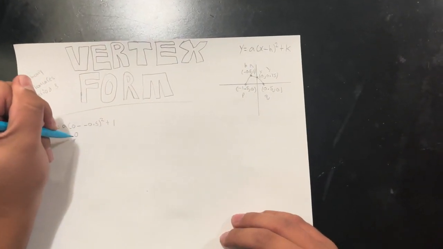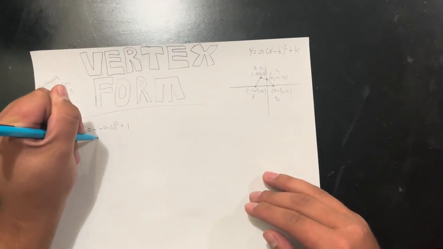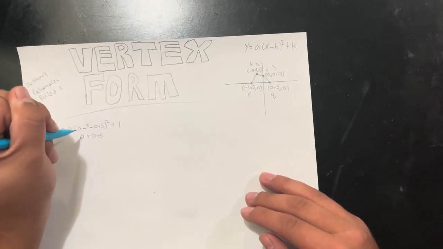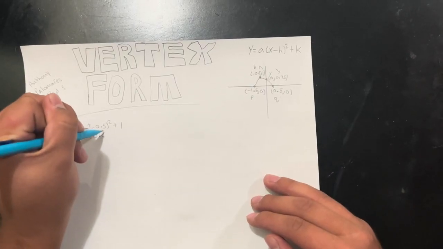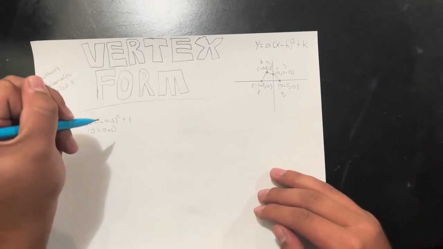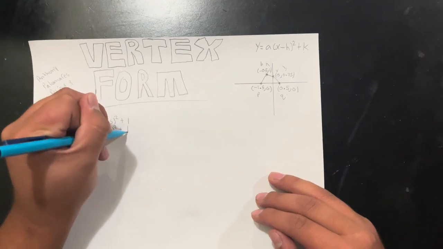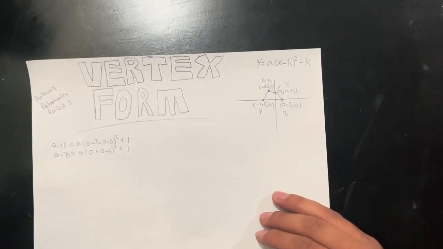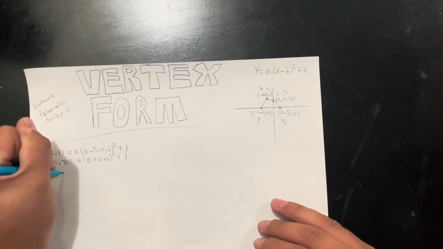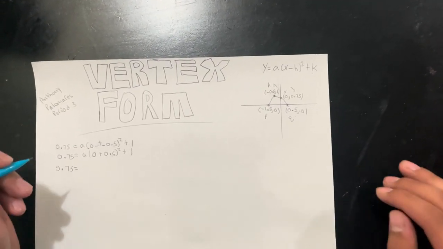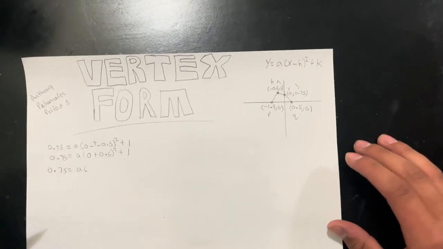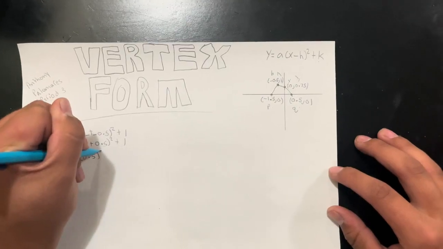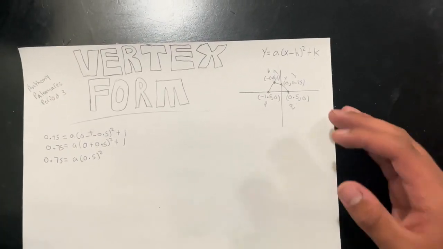So 0 plus 0.5, because a negative equals a positive. So now this is a positive 0.5 squared plus 1. A equals 0.75. 0.75 equals A times 0.5. Is this making sense, Fortnite gamers? Well, let's continue.